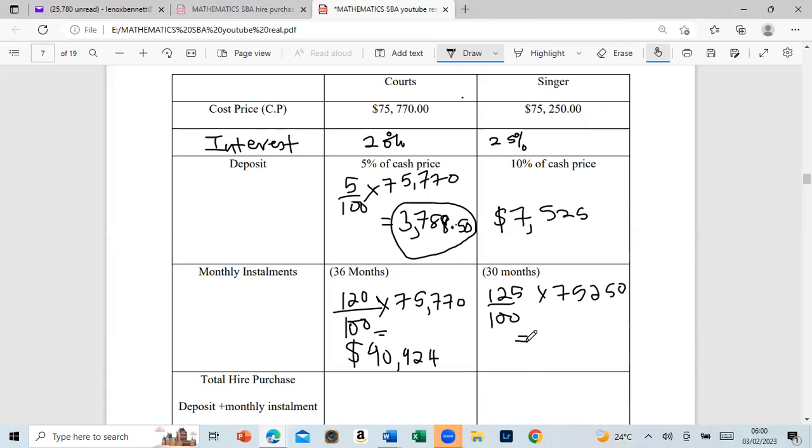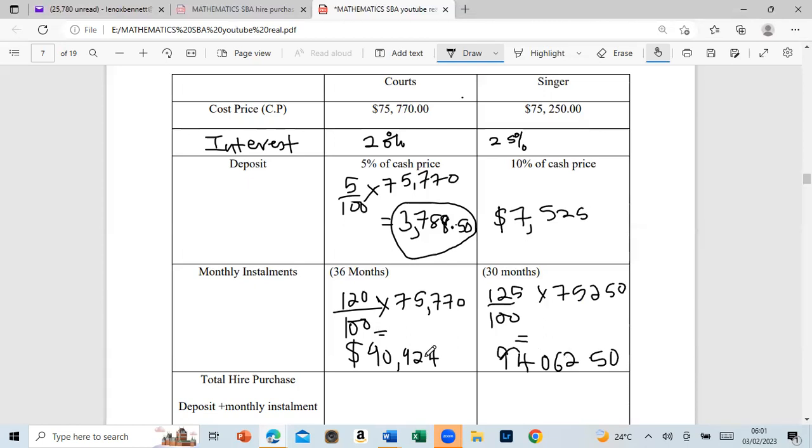It's 125 divided by 100 times 75,250. So that gives you 94,625. So this is the total hire purchase you're going to be paying.